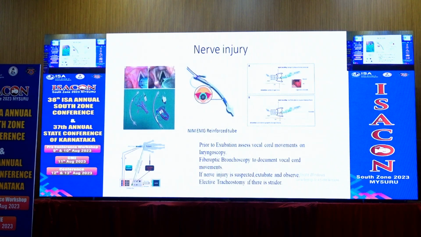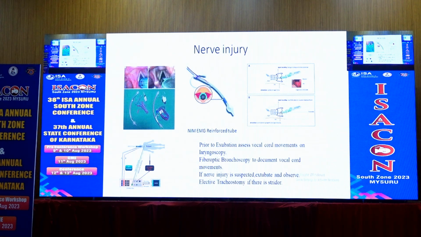So the first thing is nerve injury. As I said, we can use a nerve integrity monitoring endotracheal tube if it is available, so we will know intraoperatively itself. But in the postoperative period, it's always better to extubate while you do a fiberoptic scopy or a video-assisted laryngoscopy. Document the vocal cord movements.